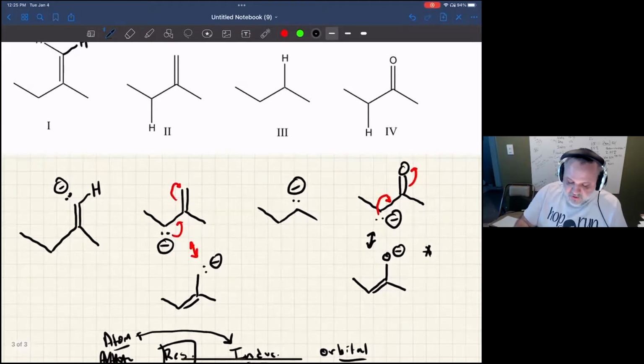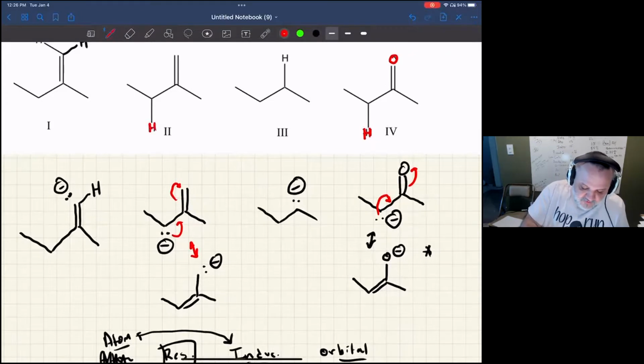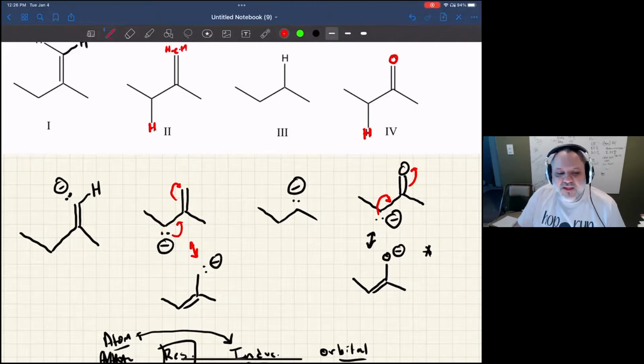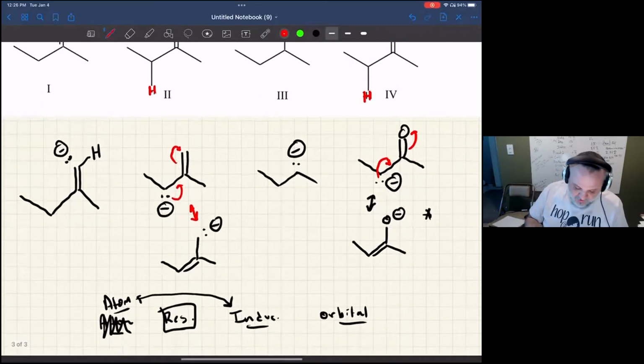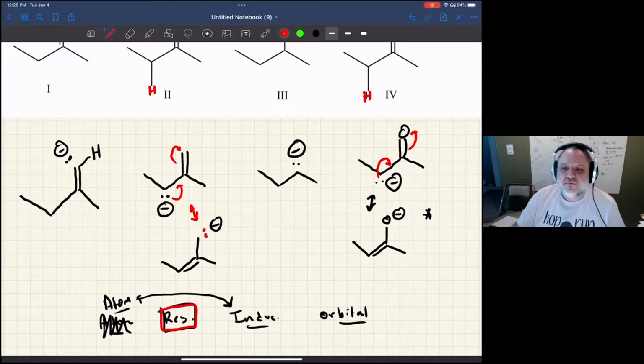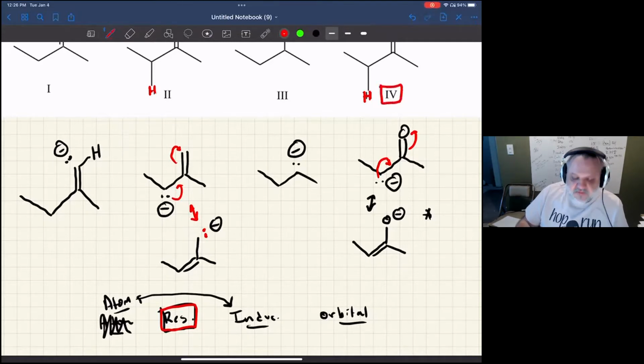In 4, I've got an electronegative oxygen that's near, not exactly next door, but near the proton that we're considering, versus a carbon. But the most important thing here is resonance. And when I think about resonance, I'm thinking about what's the other atom that the charge delocalizes to? Well, in the case of 4, it delocalizes to an oxygen rather than a carbon. So if I were to say which one is the most acidic, it's 4.